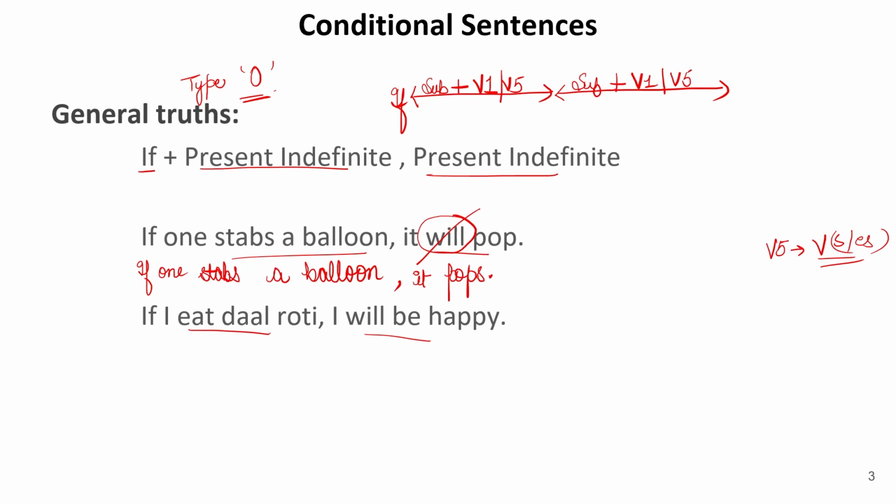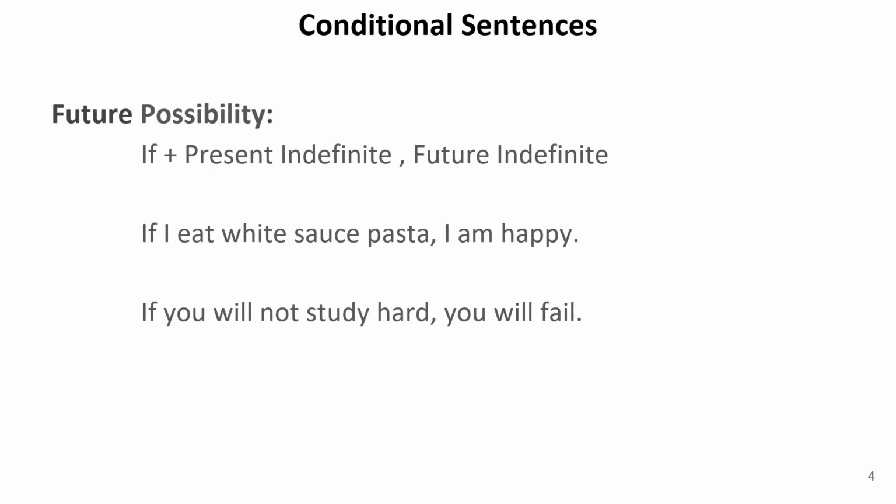Some facts are there which become general as they happen always. So those facts can also be written in this type 0 condition. Now let us have type 1 condition that shows future possibility.